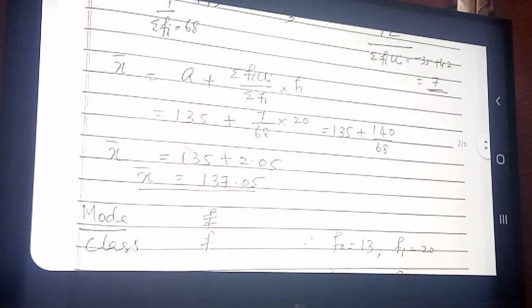Apply in the formula. What is the formula? X bar is equal to a plus sigma fi ui divided by sigma fi into h. So a is how much? 135. Sigma fi ui is 7, sigma fi is 68, and the value of h is 20. So here 135 plus 7 into 20, 140 divided by 68. 140 by 68 calculates to 2.05. So 135 plus 2.05 means 137.05. Okay, clear?